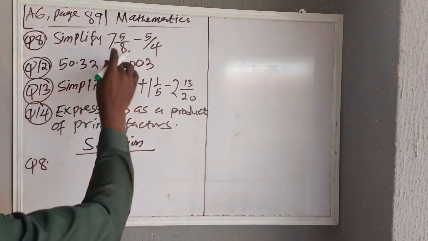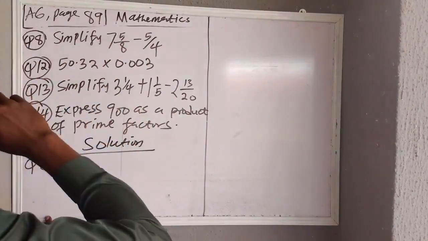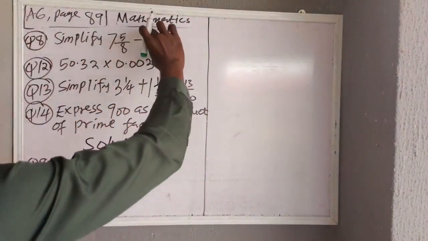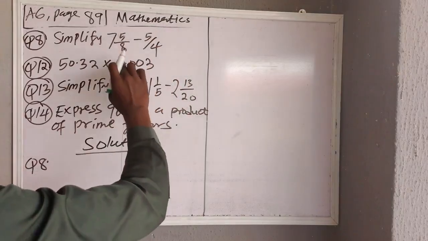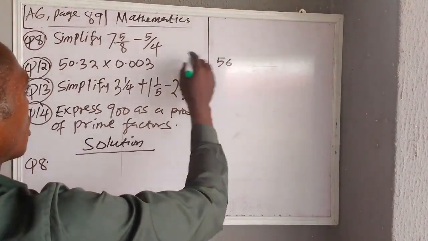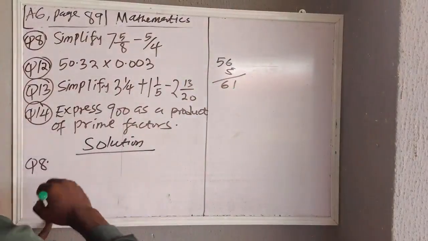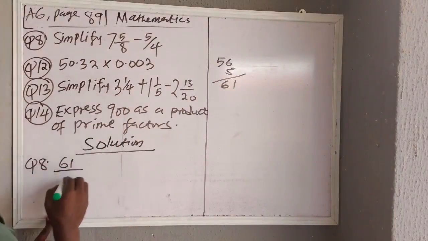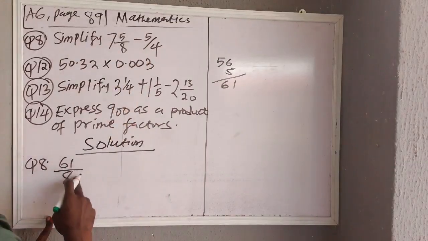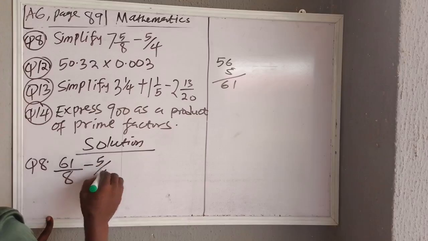We have 7 whole number 5 over 8 minus 5 over 4. So what you do first is you change this to an improper fraction. Since this one is already an improper fraction, you leave it the way it is. 8 times 7 is 56. 56 plus 5 is 61. So we have 61 over 8. Then minus 5 over 4.